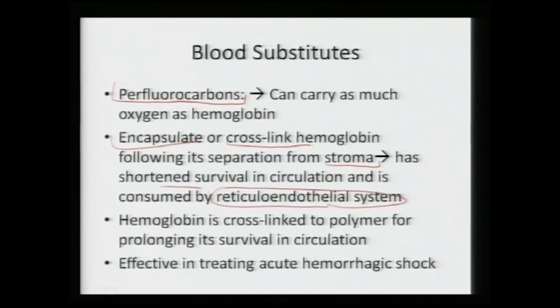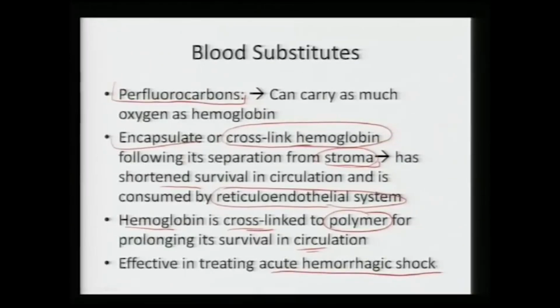So, once we have the cross-linked or encapsulated hemoglobin, once it has been separated from the stroma, its lifetime in the circulation is very short, because it gets consumed by the reticuloendothelial and endothelial system. The overall aim in cross-linking this hemoglobin is that it can prolong its survival in the circulation. Once we cross-link it with a certain polymer, it can prolong its survival, and that becomes very effective when treating acute hemorrhagic shock.